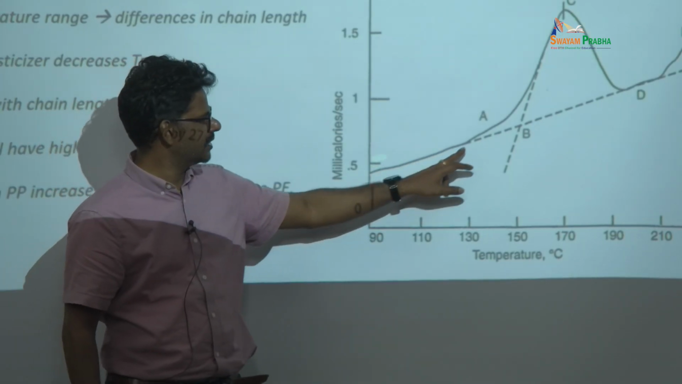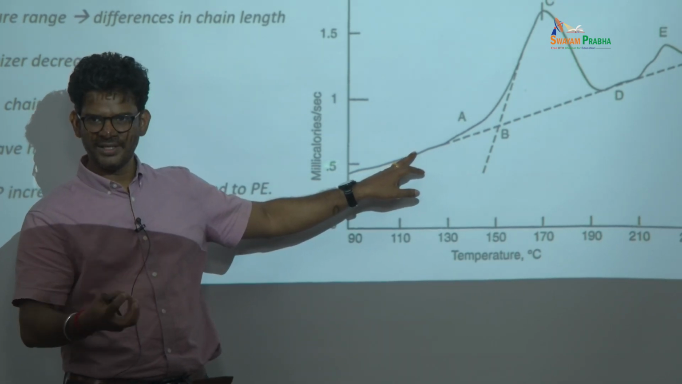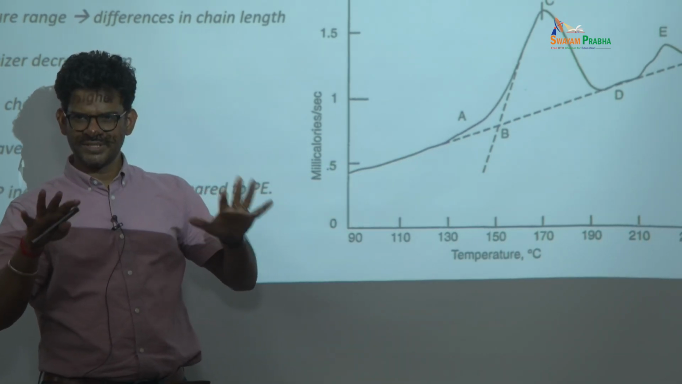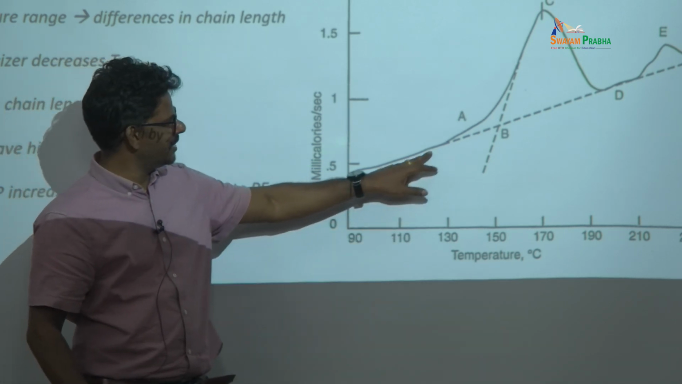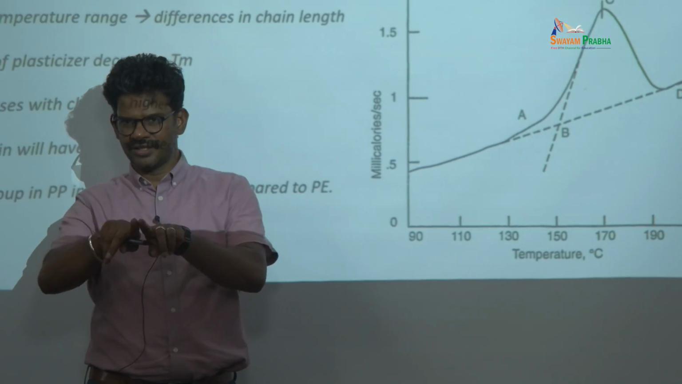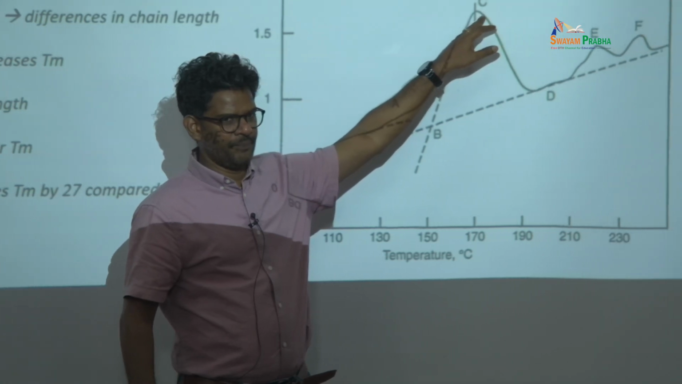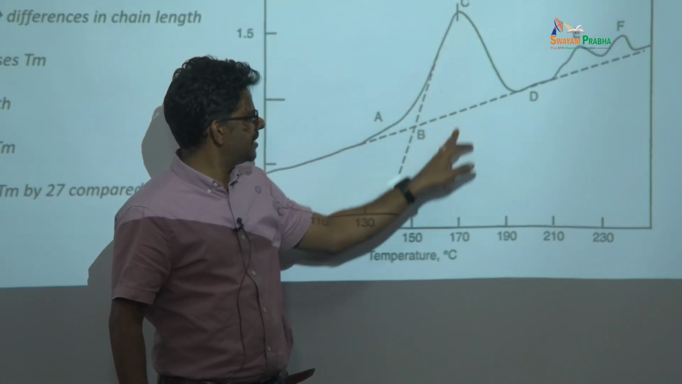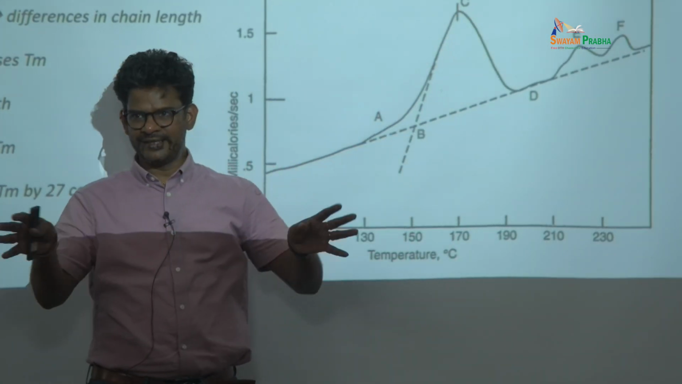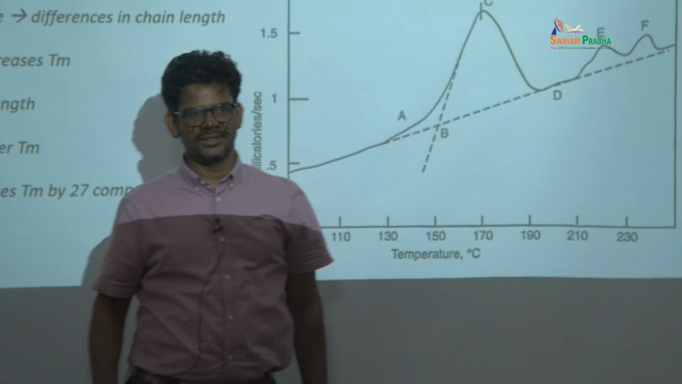So from here to here, it's just sensible heat. The material is just acquiring heat, increasing the thermal motion, but still the structure is intact. Somewhere here, the chain starts untangling. The crystalline order is now broken, so melting starts happening. You see there is a peak here. This is the temperature where much of the crystals are melting. And after that you have some other processes.